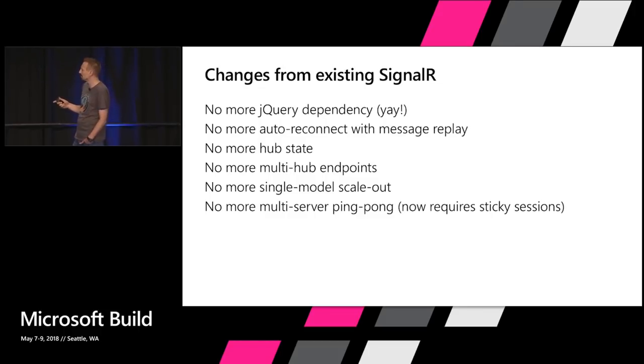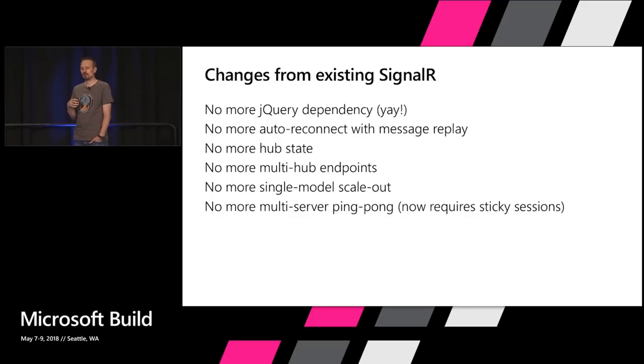We do have a prototype of hub multiplexing, which would enable you to bring that back. So if you had two hubs, you wanted to run them over one connection, you could. The protocol is that flexible now. It's just not in the box today. As I said, no more single model scale out. We have an easy ability to do custom scale out patterns now.